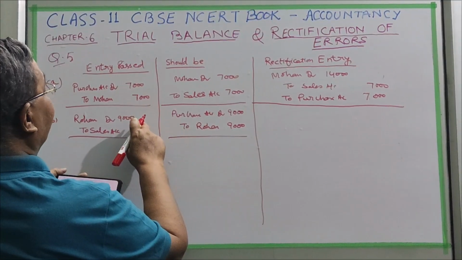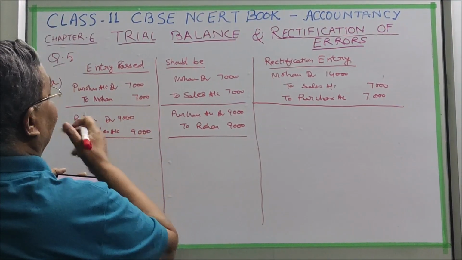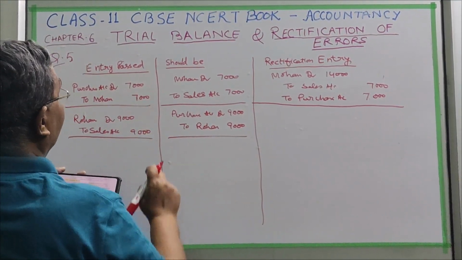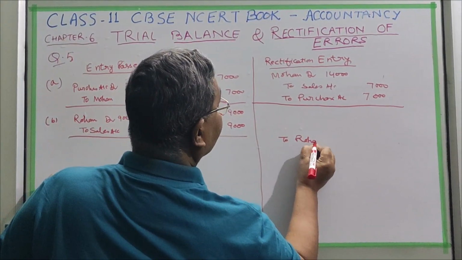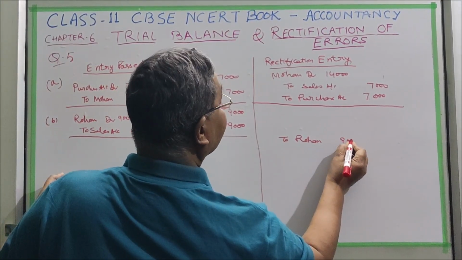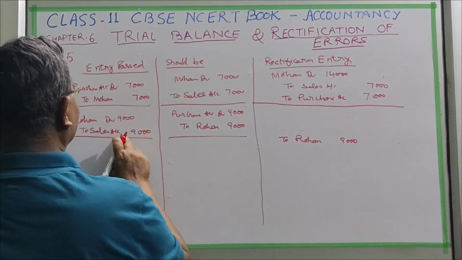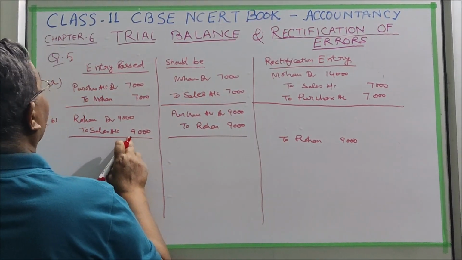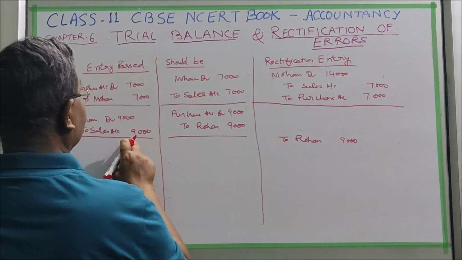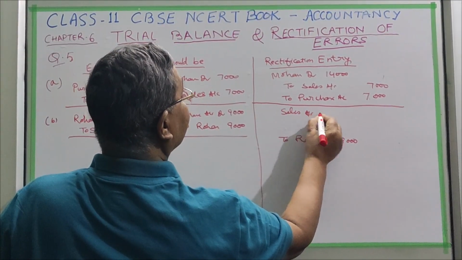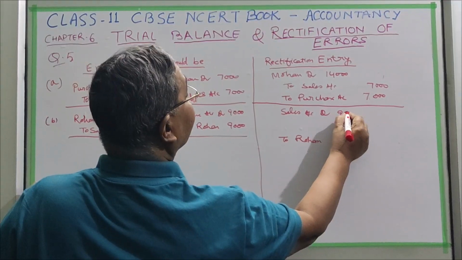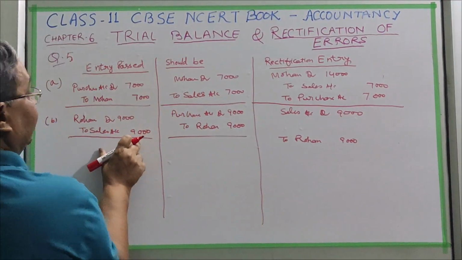Rohan account debit 9,000, you have entered wrongly, whereas it should not have been done. So now you credit to Rohan 9,000. And the sales account you have wrongly created, so sales account you debit 9,000. So this position will be correct.